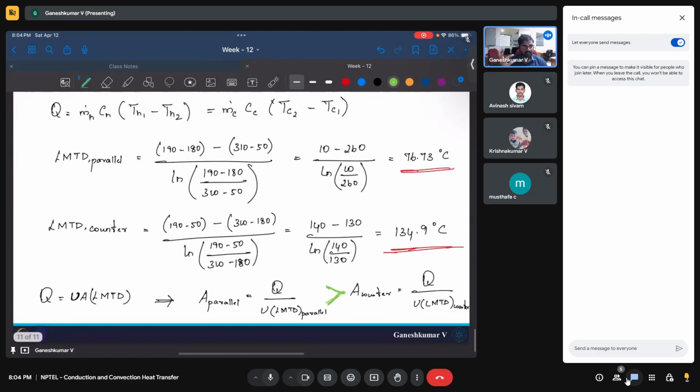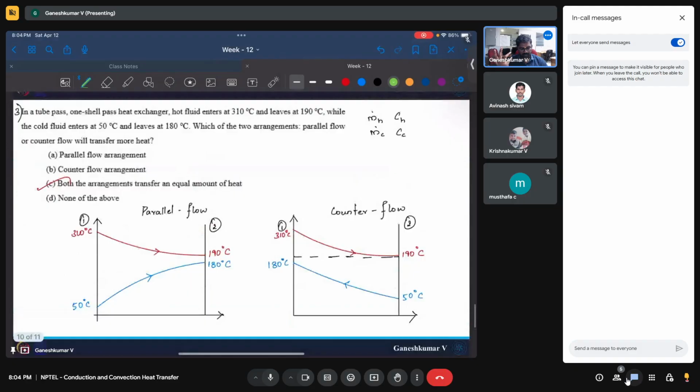Well, it's just additional information. In general, if the temperatures are fixed, it doesn't matter whether it's a parallel flow, counter flow, or mixed flow. Whatever the heat exchanger is, we can simply find the heat transfer rate from one of the fluids' temperature difference. That itself is enough to find the heat transfer rate.